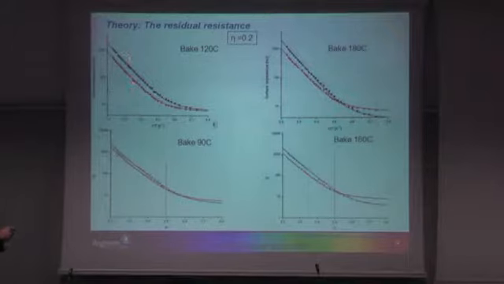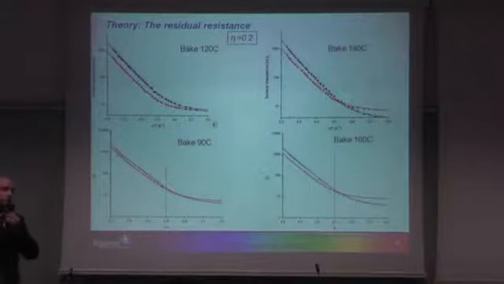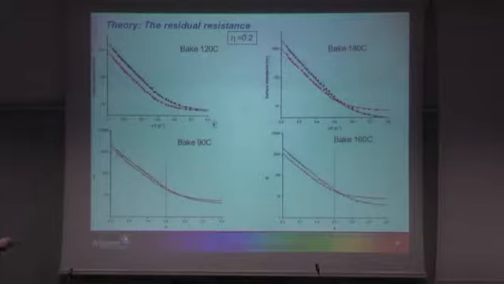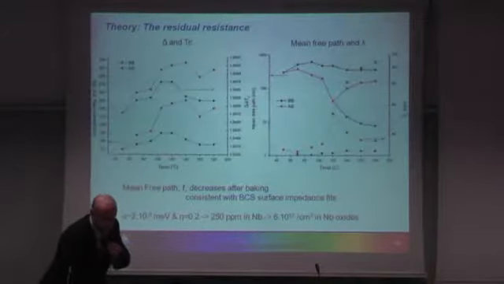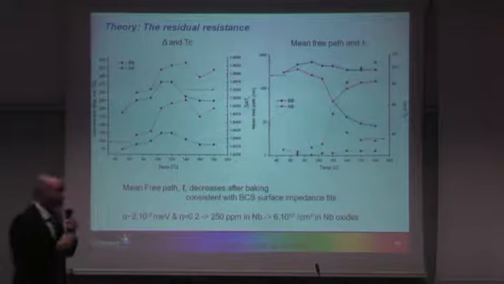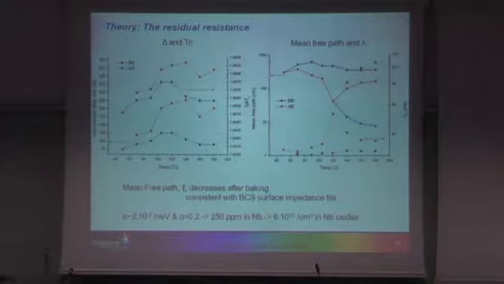So now we can fit the surface impedance versus 1 over T. This is data given by Gigi. So what they did is, this is a baseline in black always, and the red is after baking at X temperature, and here it is 120, 180, 90, 160. And it fits pretty well.